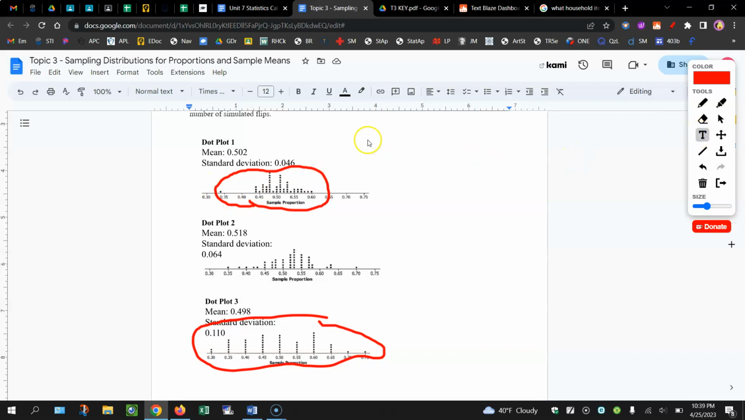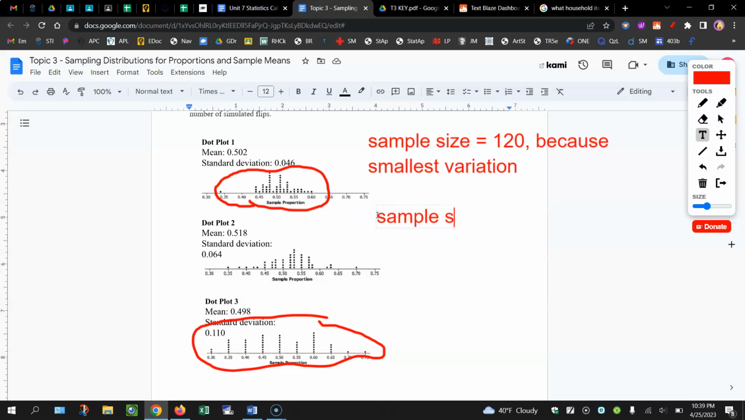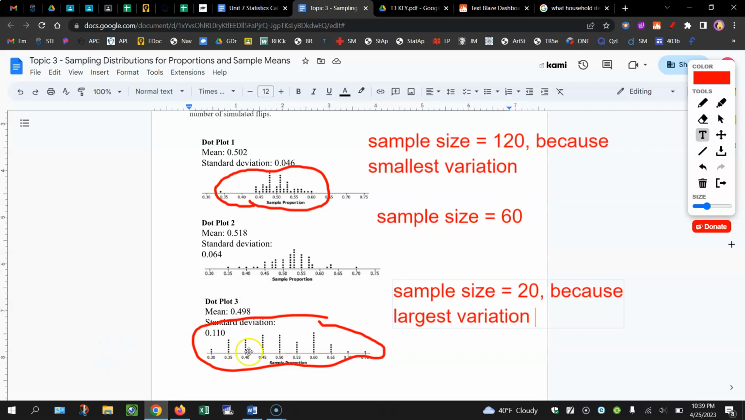So you're going to be able to say that this one is going to have a sample size equal to 120 because smallest variation. This middle one is going to have that medium sample size equals 60. And this one at the bottom is going to have the smallest sample size of 20 because this has the largest variation in the sampling distribution. This is a lot more spread out than the other two graphs.